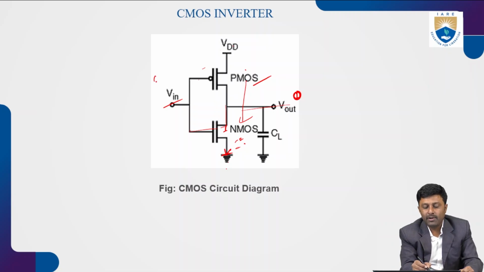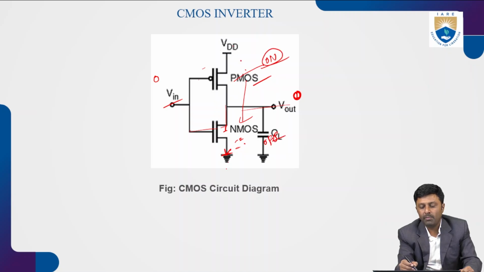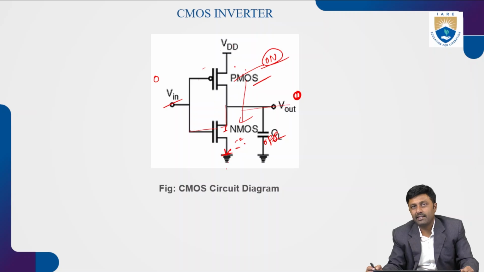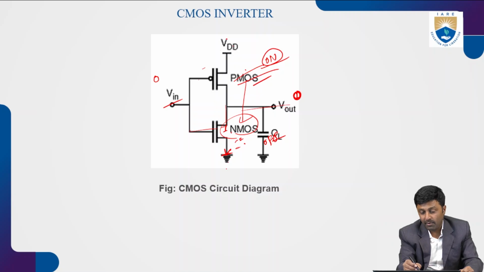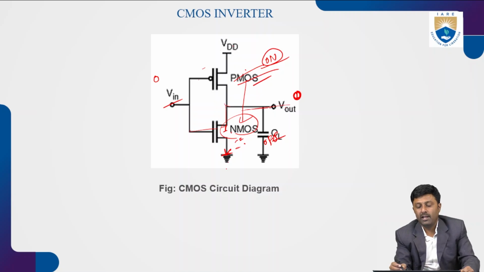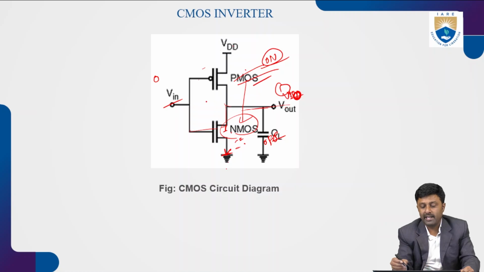So if the input is 0, the P transistor is on, and the N transistor is off. Why is the P transistor on? Because in the P-type transistor, the majority carriers are the holes, and in the NMOS transistor, electrons are the majority carriers, so the P transistor will be on and the N transistor will be off. So the current will flow from VDD to this output, and we can say that the output is 1 because the output will produce VDD. So there will be a flow of current from the source to the drain terminal, right?